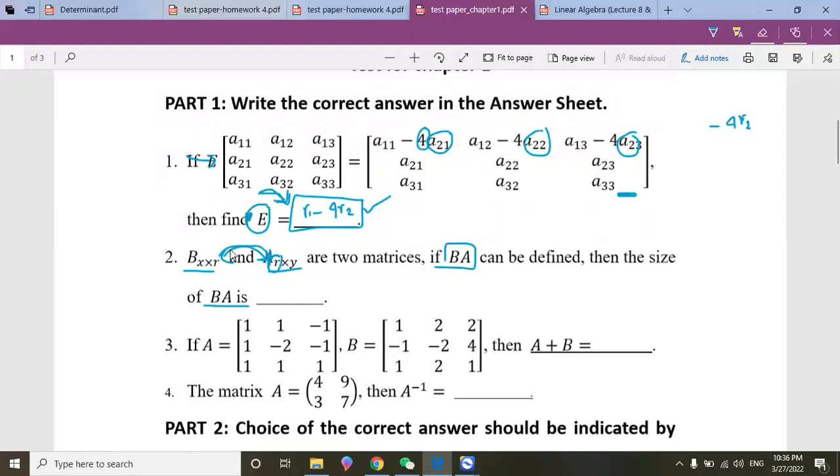I mean the columns of the first matrix and the rows of the second matrix. These two need to be the same if we want to multiply matrices, and the size will be the rows of the first matrix and the columns of the second matrix. Let me change the color. So the size will be x by y.